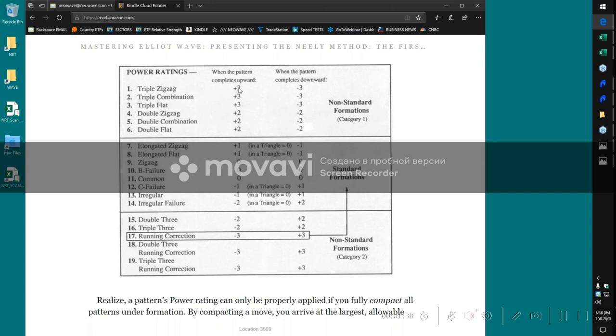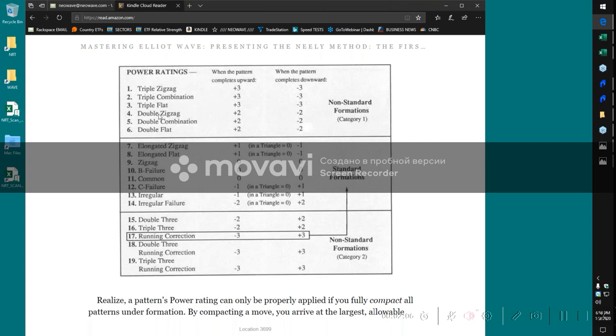So the triple zigzag would be the strongest going up, the weakest going down. Triple combination would be a pattern that might be a zigzag, a zigzag, an X wave, a zigzag, and then an X wave and a triangle at the end, or something less trendy than a zigzag, or it might be just a combination of different patterns. Triple flat wouldn't be as strong as a zigzag, so a flat's not as strong as a zigzag, so a triple flat would not be as strong as a triple zigzag.